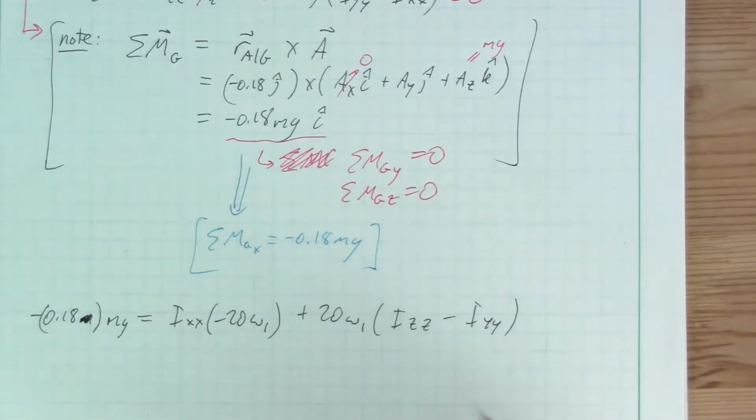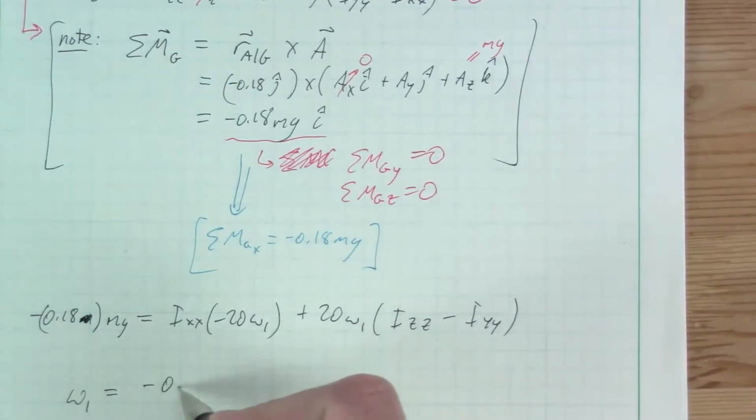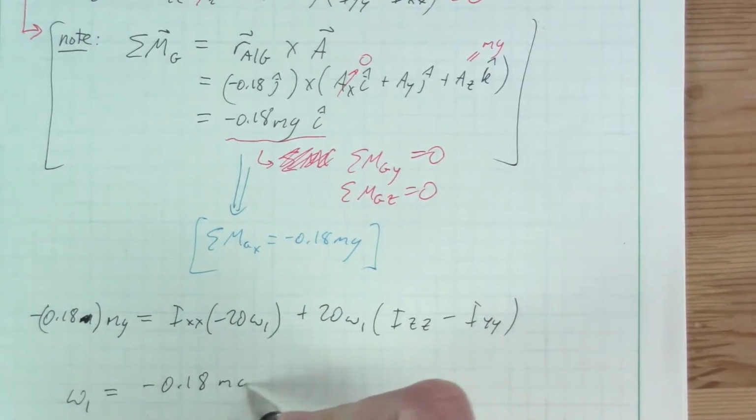Let's get a final relationship for it. Omega 1 is going to be, pull the omega 1s to here, so we'll have a negative 0.18 mg.